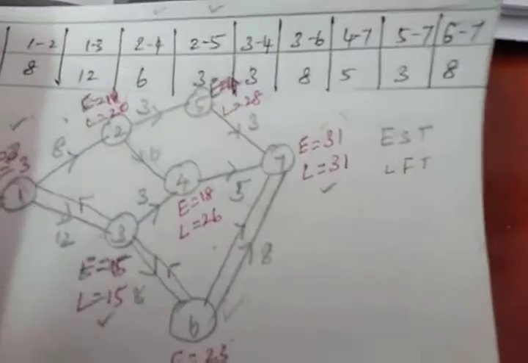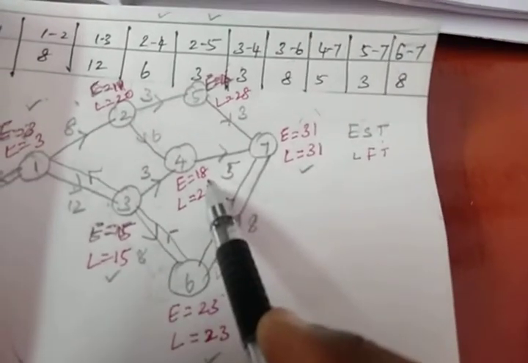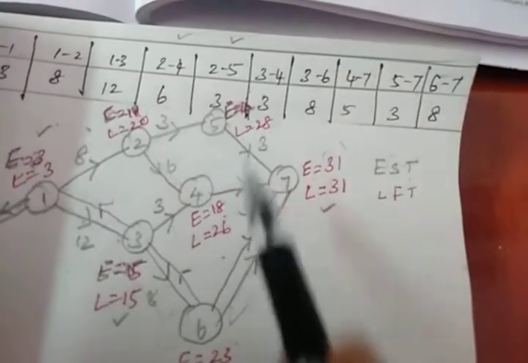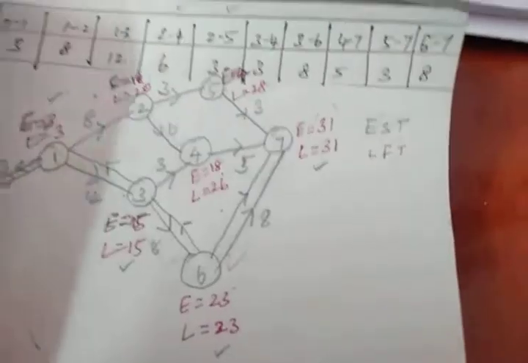And for 4, 5 and 6: for 4 it is 18, 5 it is 14, and for 6 it is 23. So 18, 14, 23.